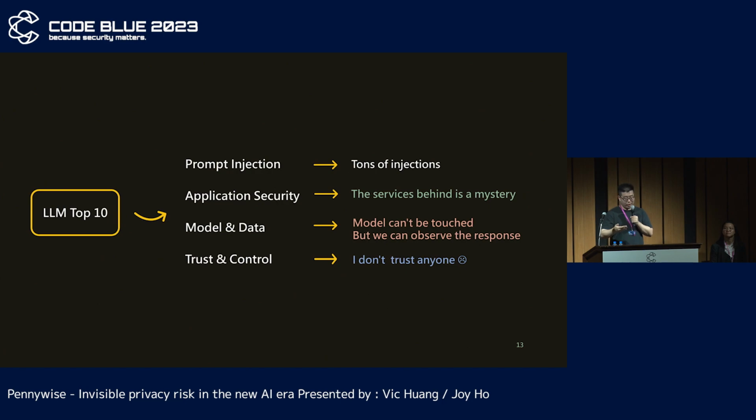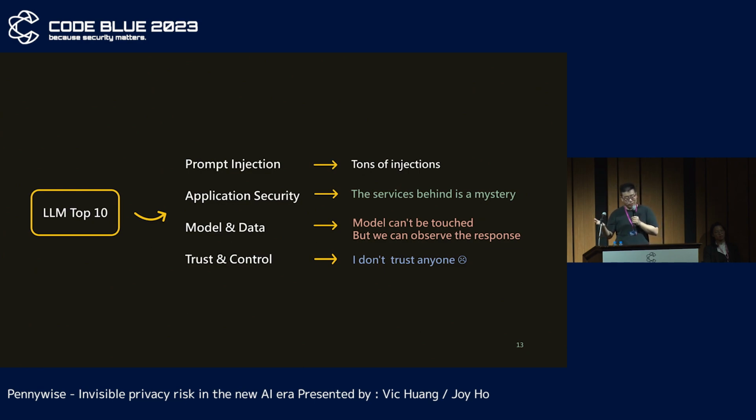And then we have a little review of the top 10. We can see that for prompt injection, there are tons of different kinds of injections. So this is the place that maybe we can dig into. And the second one is application security. Mostly for those public applications, the service behind is a mystery. You just don't know what kind of libraries and services are inside, but you can only observe the infrastructure.